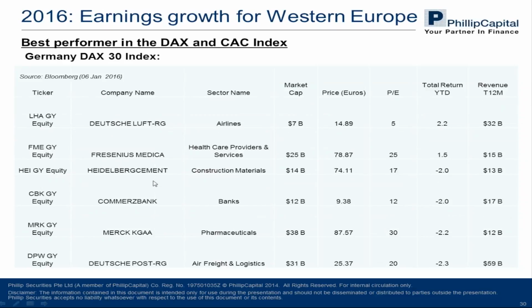And also the German DAX 30. The airlines are benefiting from the low oil price, and the construction companies are benefiting from the government stimulus, because due to the low interest rate environment, there are more infrastructure projects going on in the European region, and also the air freight and logistics sector is benefiting from the low oil prices.